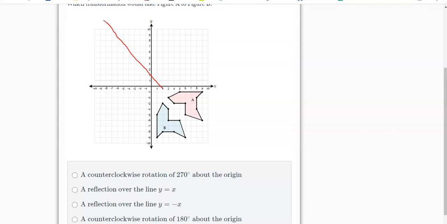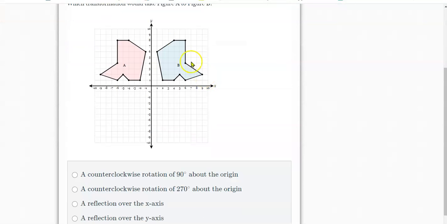So look what happens when I draw that. Well, that's a terrible drawing. But when I draw this line here, y = -x, you can see that this is a perfect flip. This is a perfect flip. So this is a reflection, and I know that it's -x because this line is going downhill. So that's how I knew it had to have a negative slope. So we're going to say this is a reflection over the line y = -x.